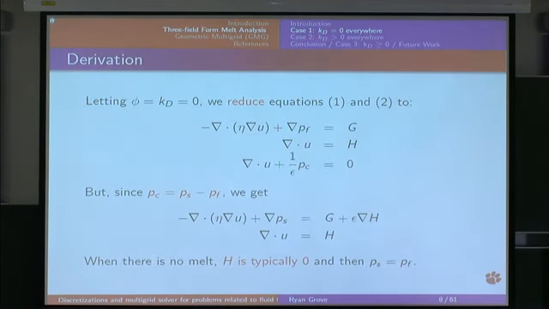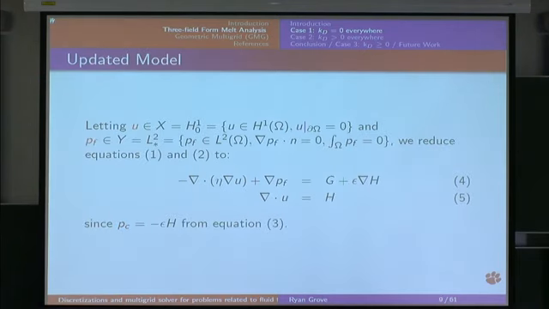So let us derive this down. We're going to let our phi/Kd equal 0, and we're going to reduce the equations I showed you to the following. And then since we know that the compaction pressure is equal to the solid pressure minus the fluid pressure, we get the following form. And when there is no melt, H is typically 0, and we can say that PS is equal to PF.